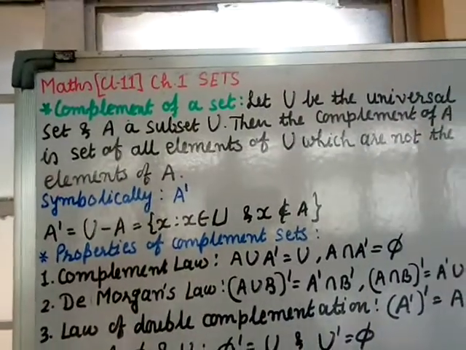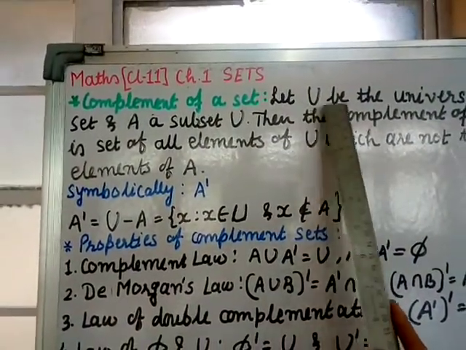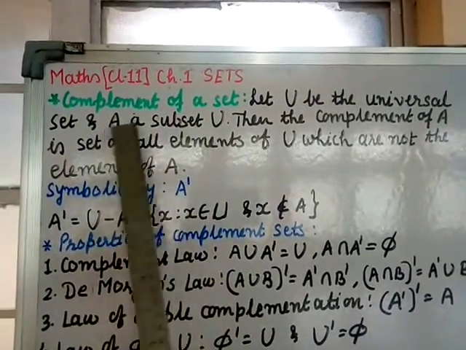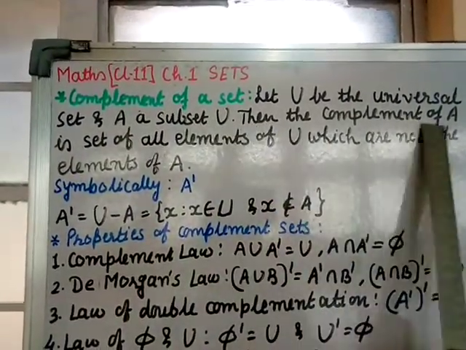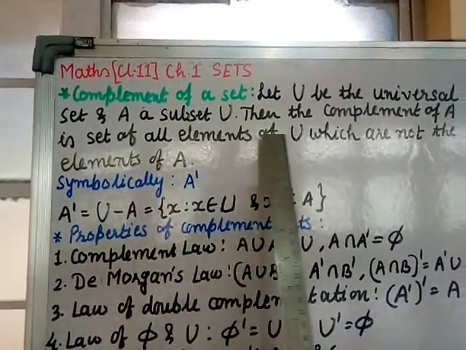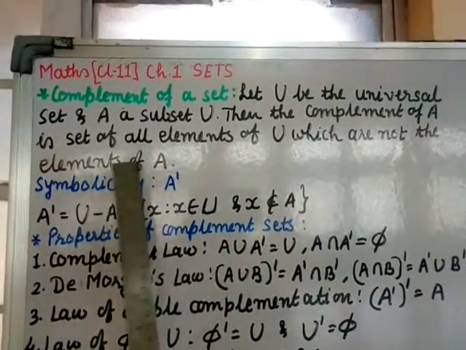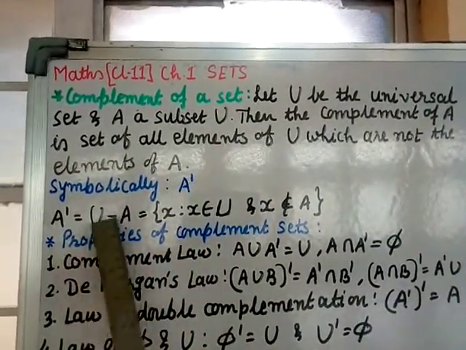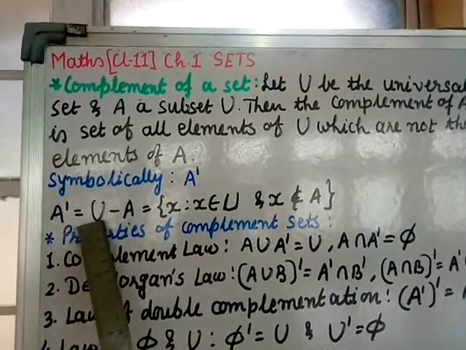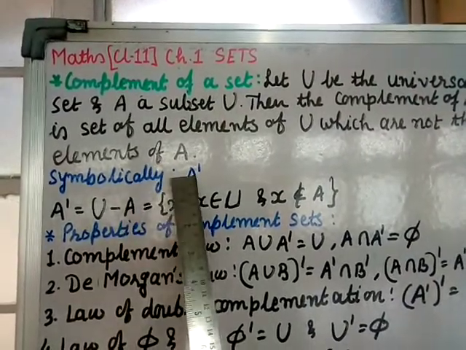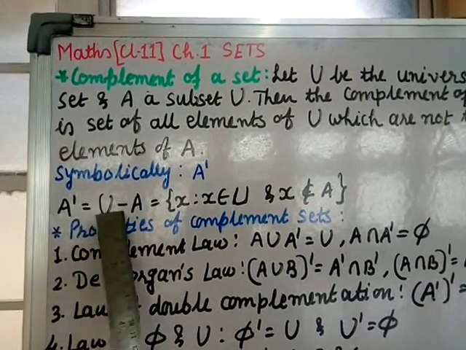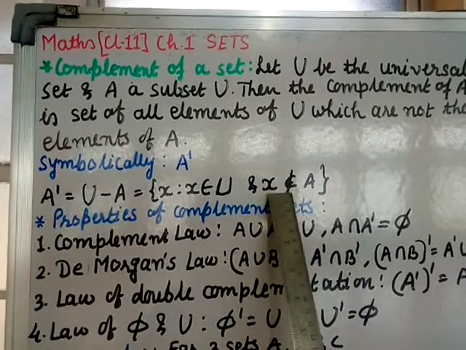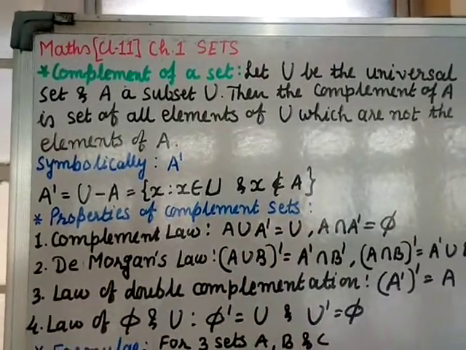Complement of a set. Let U be the universal set and A a subset of U. That means all the elements of A are in U. Then the complement of A is the set of all elements of U which are not elements of A. That means it is A dash, that means it is U minus A. Elements of U, but they are not in A. Okay, that means A dash, or complement of A, is U minus A. And we can write it as {x such that x belongs to U and x does not belong to A}. So this is the complement of a set.